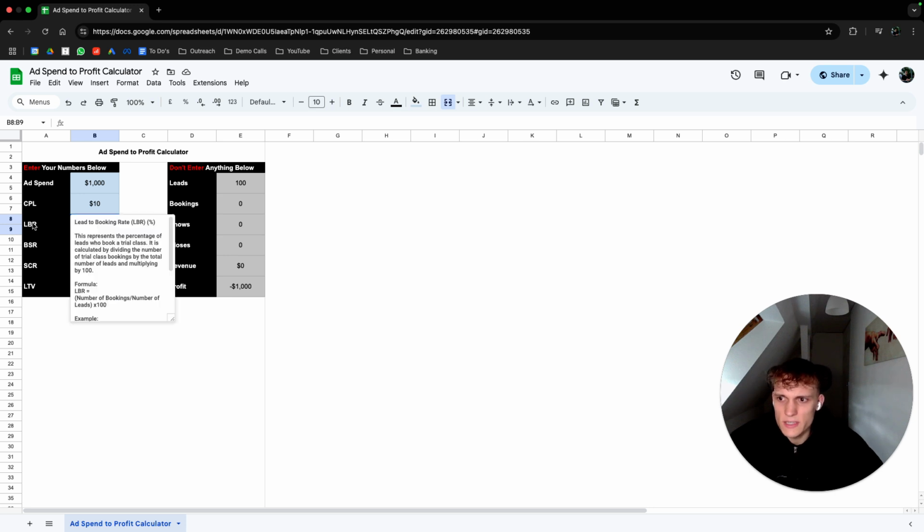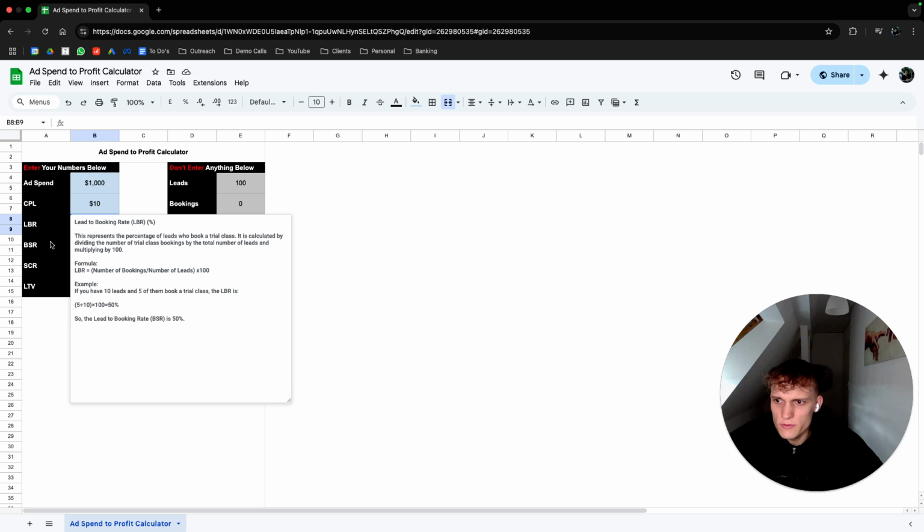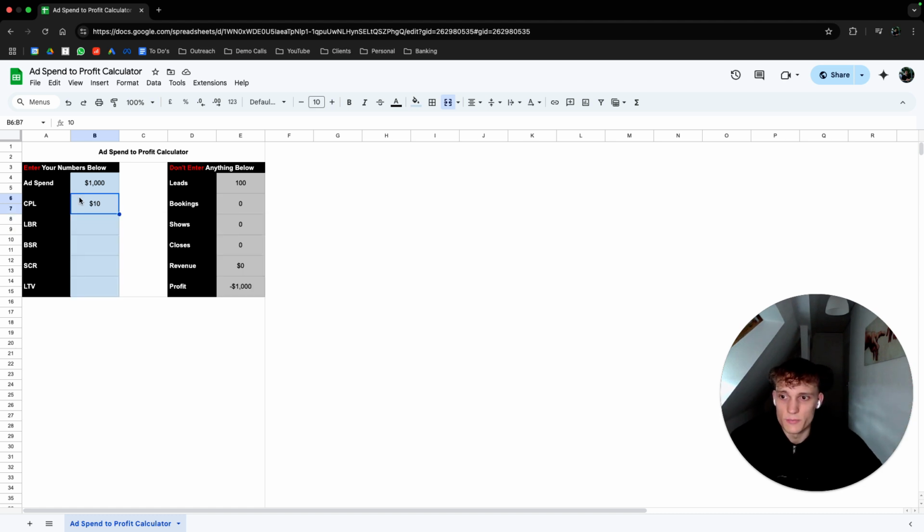Now, what does this thing right here actually mean? Lead to booking rate, right? If you hover over it, this note will open up: lead to booking rate, LBR in percent, represents the percentage of leads who book a trial class. It is calculated by dividing the number of trial class bookings by the number of total leads and multiplying by 100. So let's say if we have 10 leads and 5 of them book a trial class, we would have an LBR of 50%, right? So 10 leads, 5 of them actually book a trial class, 50% lead to booking rate. So let's assume we have a 50% lead to booking rate.